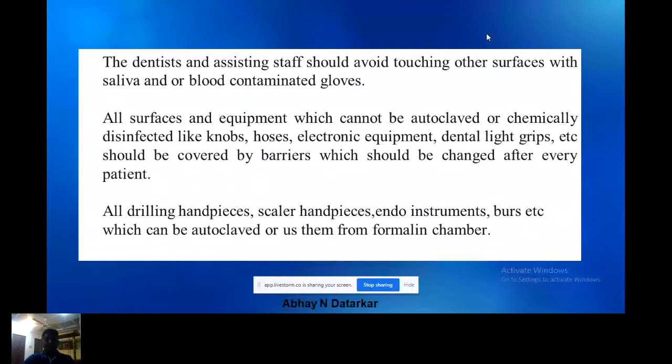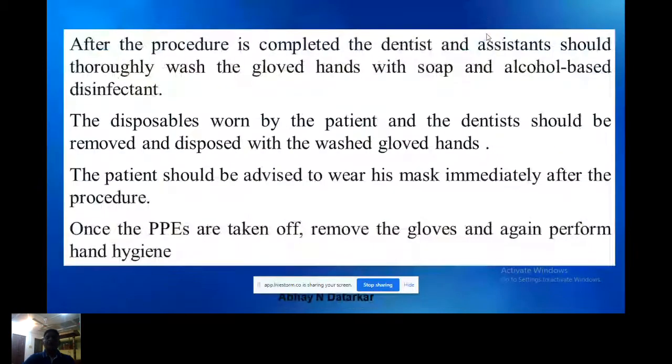After the procedure is complete, the dentist and the assistant should thoroughly wash the gloved hands with soap and alcohol-based disinfectants. The disposables worn by the patient and the dentist should be removed and disposed of with the washed gloved hands. The patient should be advised to wear his mask immediately after the procedure. Once the PPE is taken off, remove the gloves and again perform the hand hygiene procedures. This is basically the protocol for doffing of the PPE.